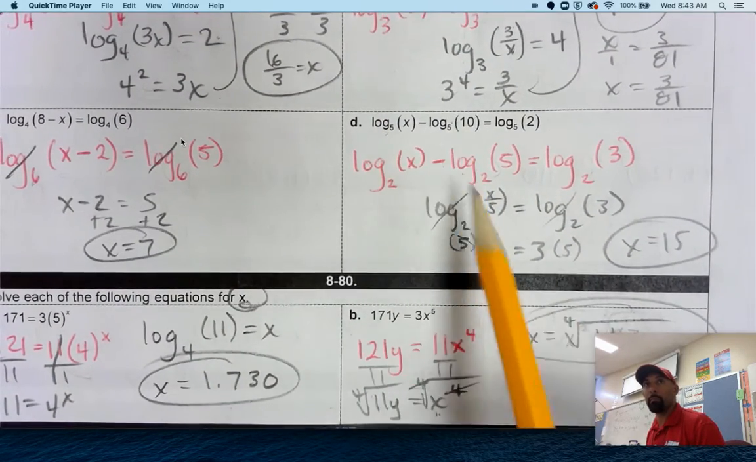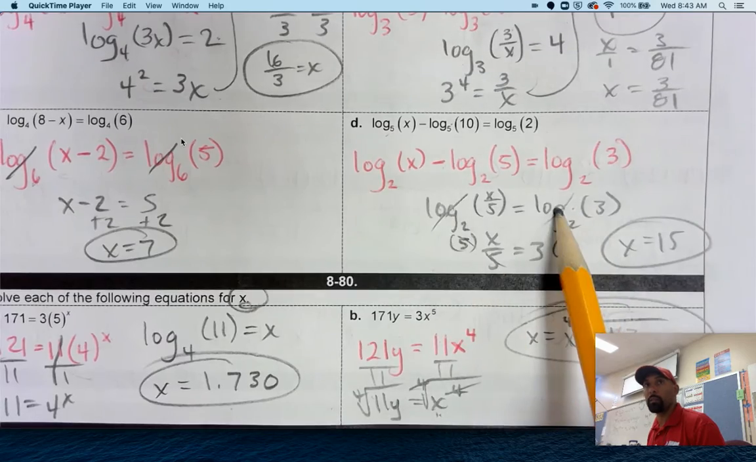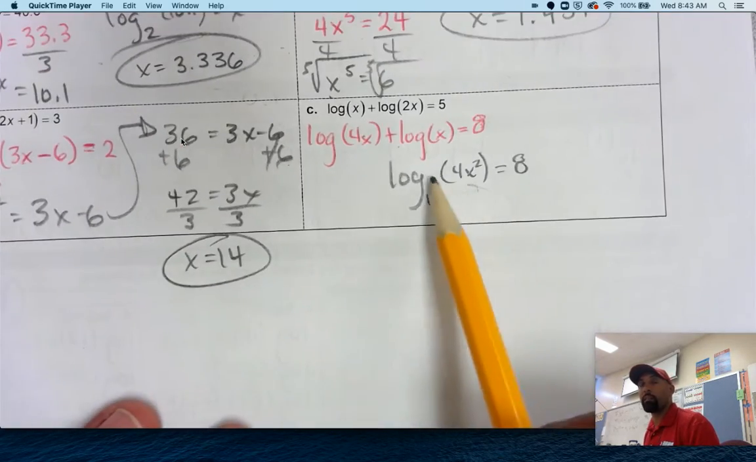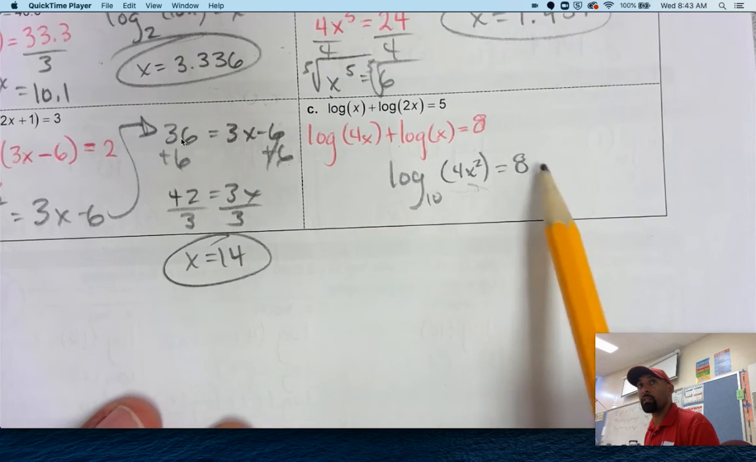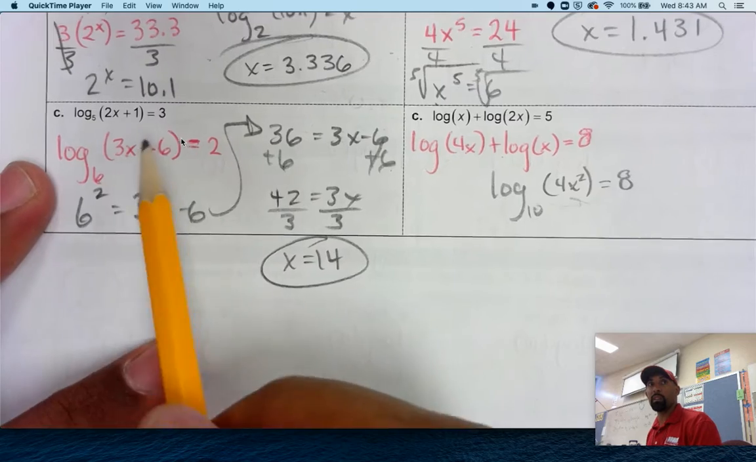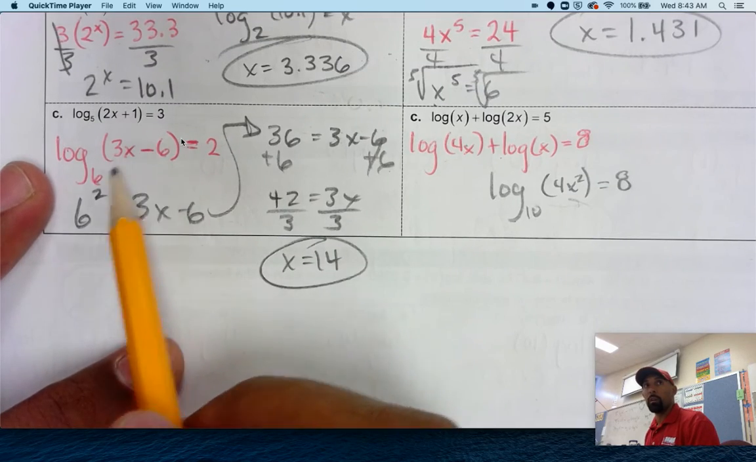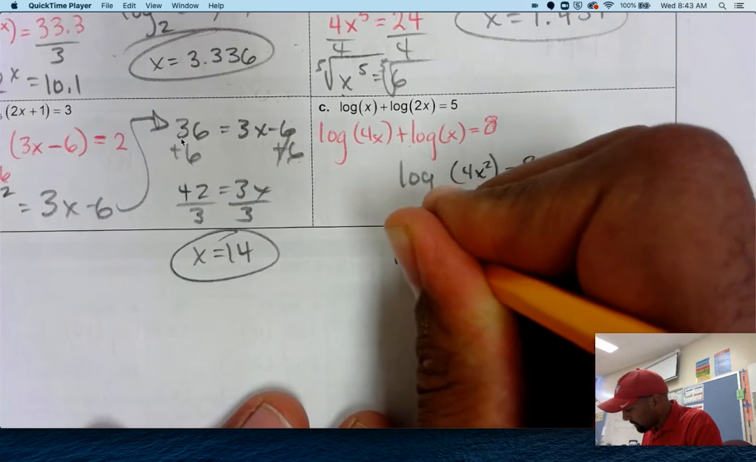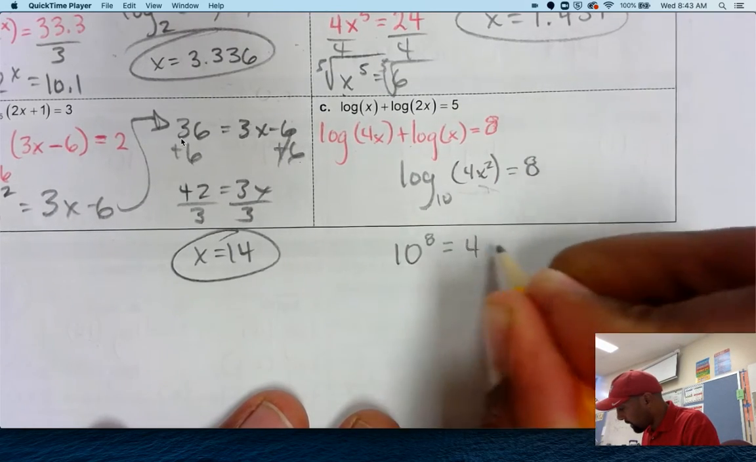Notice how I combine them, and I have a log on both sides. So that cancels the log. But when I combine here, I only have 1 log on the left, and over here, it's a number. So because it's just 1 log on that side, it's almost like I'm treating it just like this problem, where I'm basically going to put it back in exponential form. So now it's 10 to the power of 8 equals 4x squared.